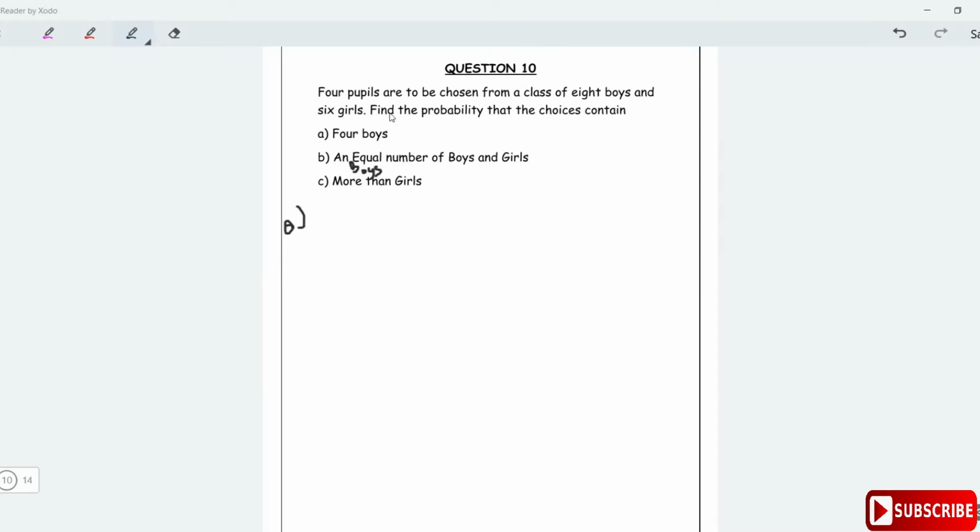Find the probability that the choice contains 4 boys. So you want the probability that you get 4 boys. I'm going to write 4B for 4 boys. So to get 4 boys, that means you are choosing how many boys? 4 boys from how much of them? 4 pupils are chosen. You're choosing 4 boys from 8 boys, times, that means you wouldn't be choosing any girls out of the 6 of them.